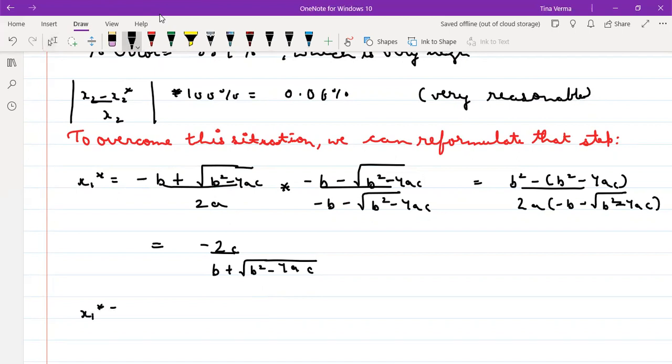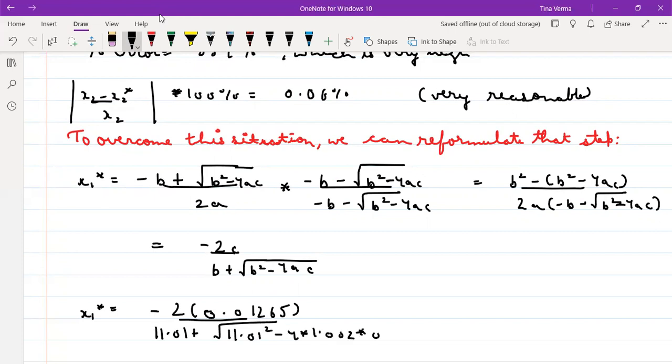you will get x1 star, which will be minus 2 into c, and c was 0.01265, divided by b plus root of b square minus 4 into ac, where a was 1.002 and c was 0.01265. If you remember, we calculated this using 4-digit rounding, and when you solve this, you get minus 0.001149.